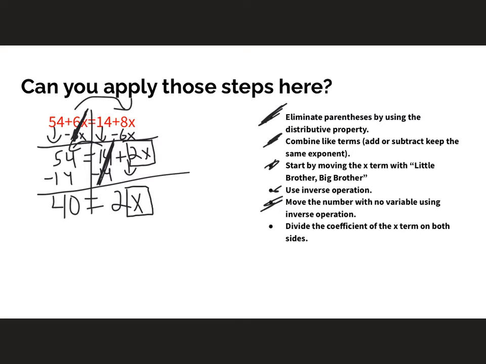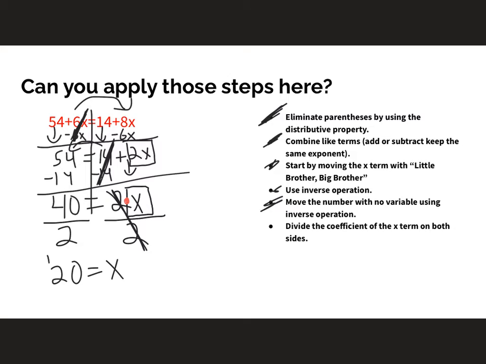Remember, when you see a number with a variable, that means that we are multiplying it to that variable if it's attached. So in order to get rid of that, the inverse operation of multiplication is division. So we need to divide by 2. And again, what you do to one side, you do to the other side. These 2s will cancel out, and 40 divided by 2 is 20.